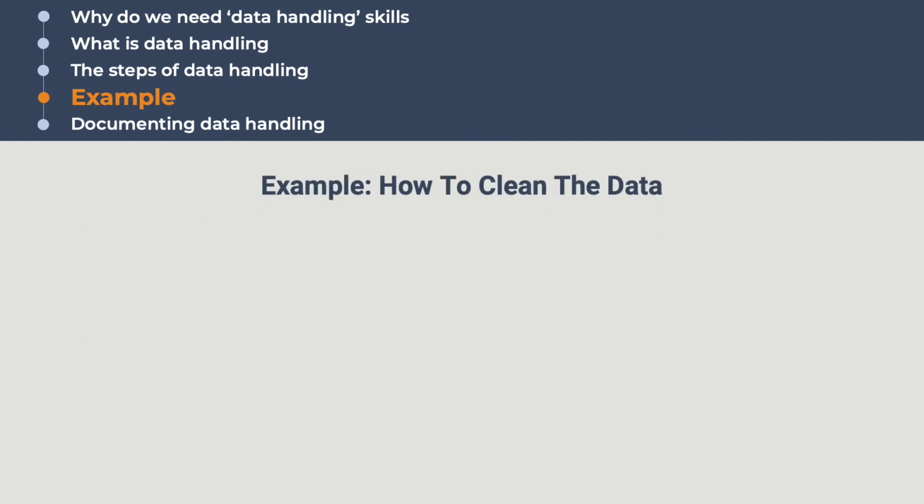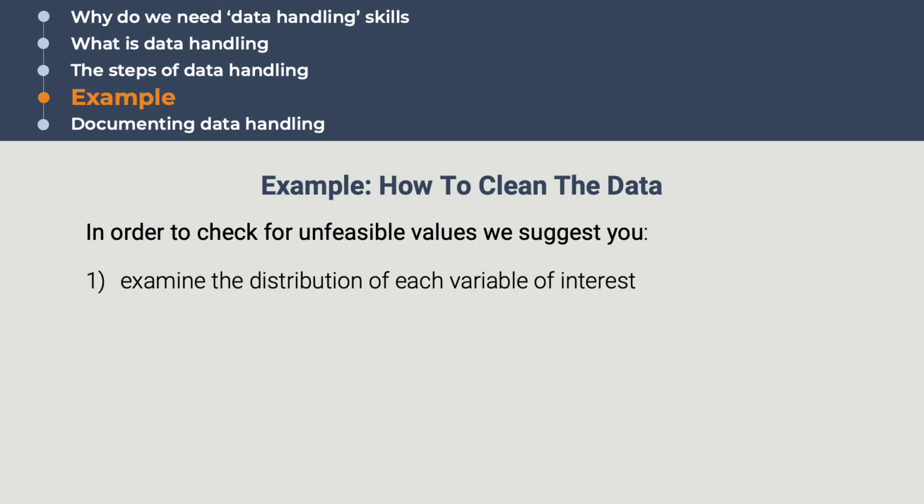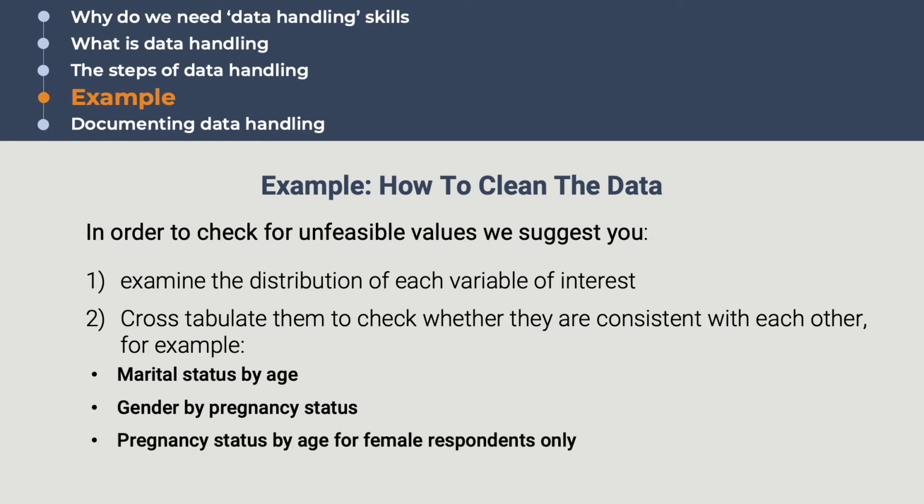How do we clean the data? In order to check for unfeasible values, we suggest that you firstly examine the distribution of each variable of interest, and secondly, cross-tabulate them to check whether they are consistent with each other. For example, you might cross-tabulate marital status by age, gender by pregnancy status, and pregnancy status by age for female respondents only.